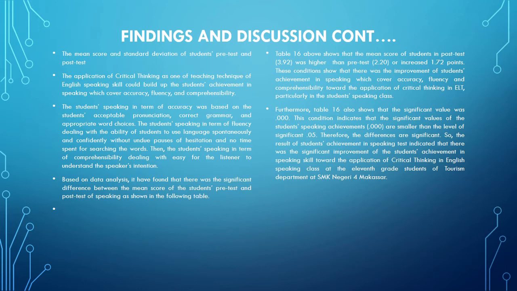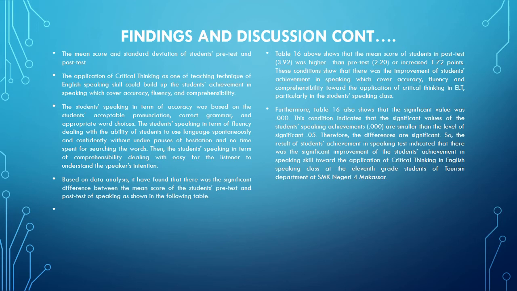Based on the data analysis, it was found that there was a significant difference between the mean scores of the student pre-test and post-test of speaking, as shown in the following table. The table shows that the mean score of the students in the post-test, 3.92, was higher than the pre-test, 2.22, or increased 1.722 points. These conditions show that there was improvement of student achievement in speaking, which covers accuracy, fluency, and comprehensibility, toward the application of critical thinking in ELT, particularly in the student speaking class.